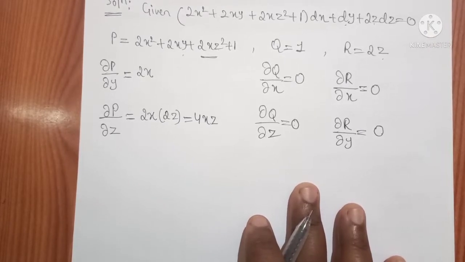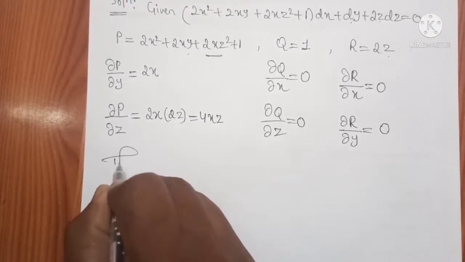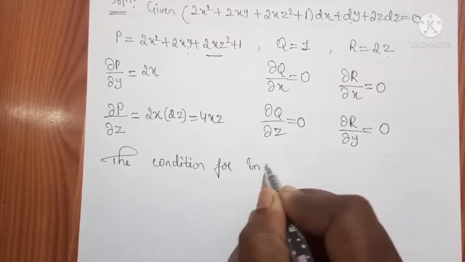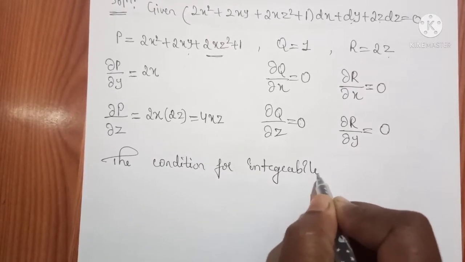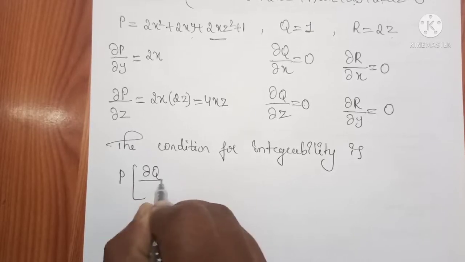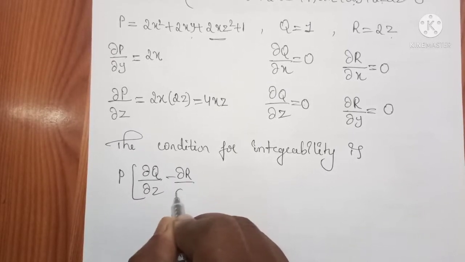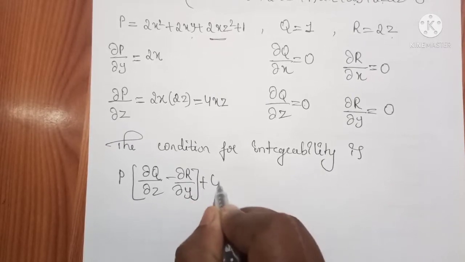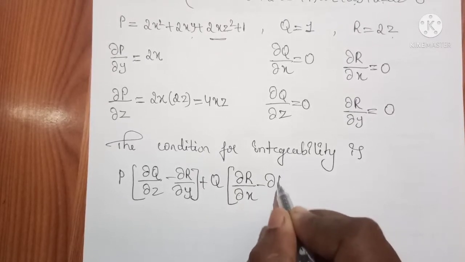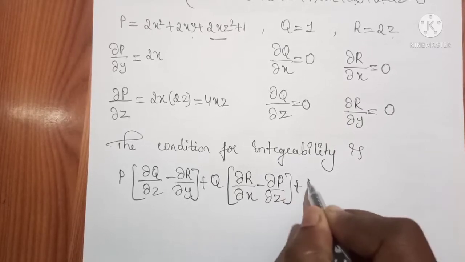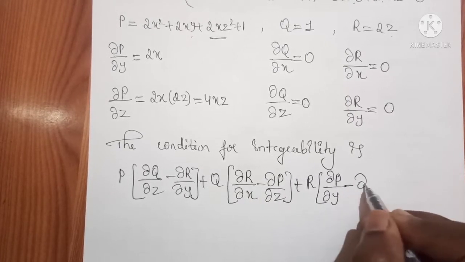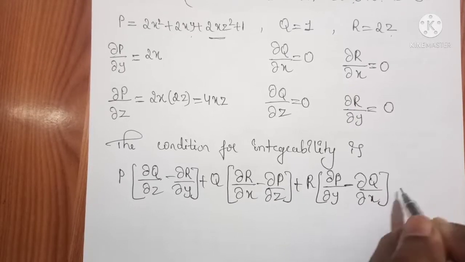Now we write the condition for integrability. The condition for integrability is p(∂q/∂z − ∂r/∂y) + q(∂r/∂x − ∂p/∂z) + r(∂p/∂y − ∂q/∂x) = 0.